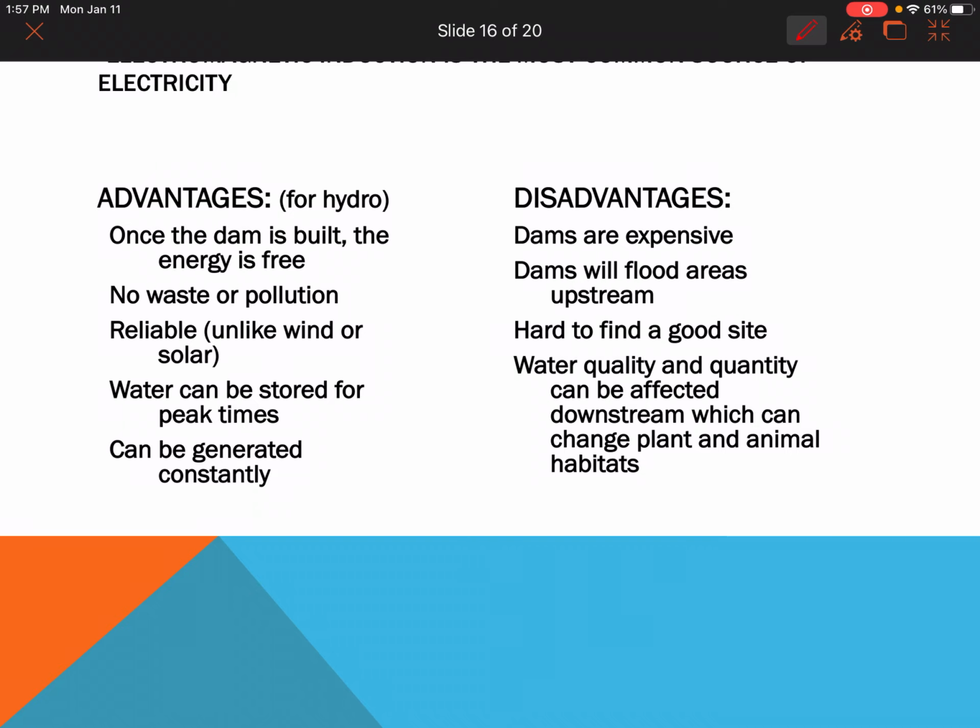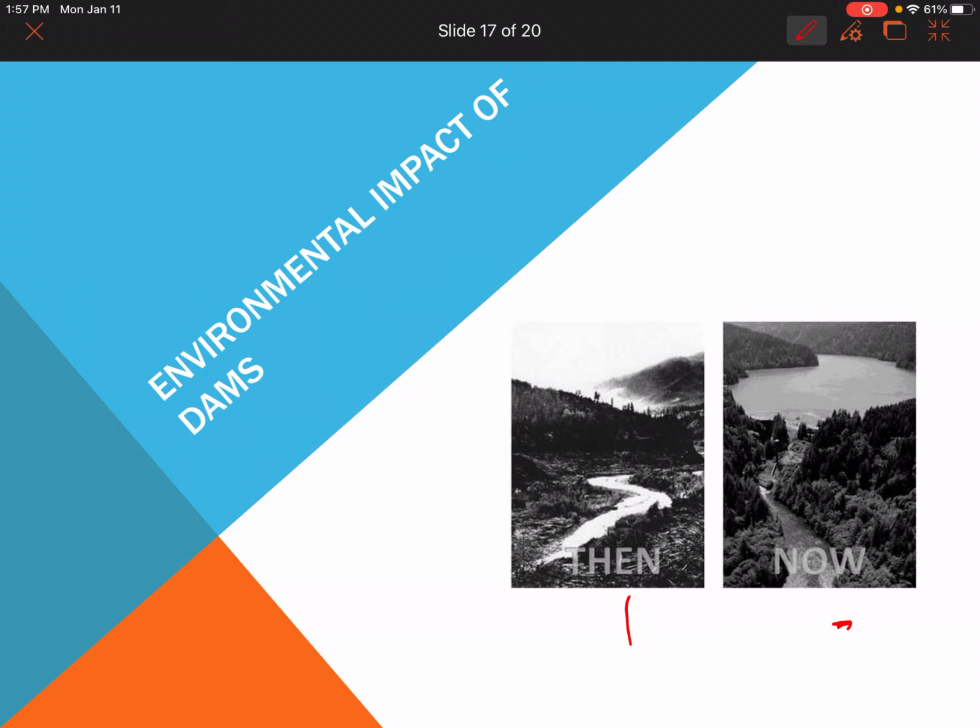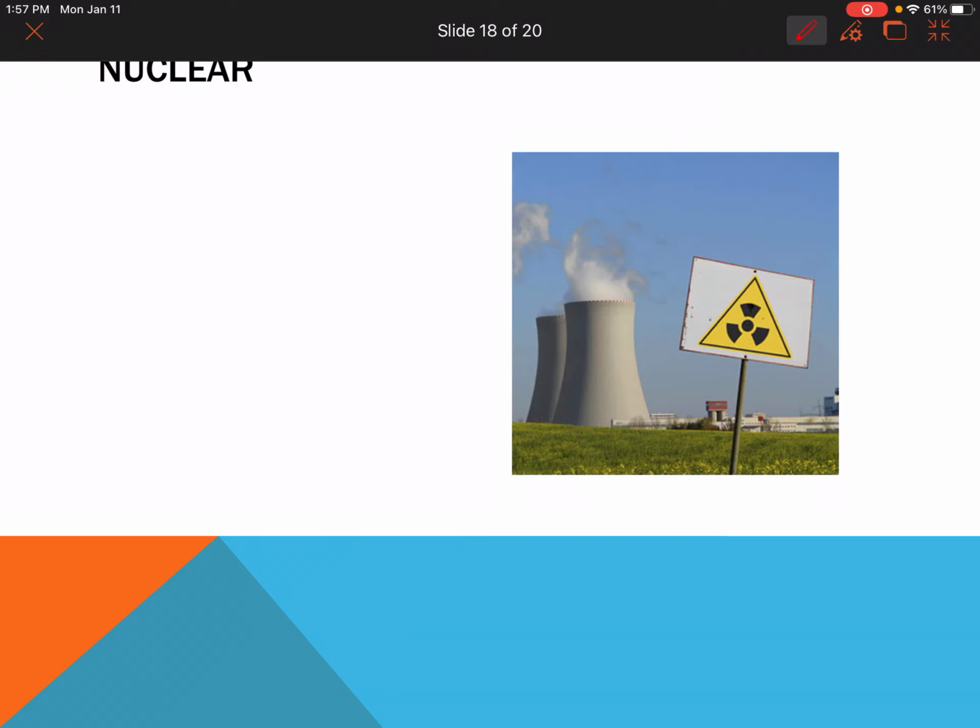Water quality and quantity can be affected downstream, which can change plant and animal habitat. So this is a huge issue in terms of Indigenous rights and lands. So it can be quite controversial. If you look into that, you'll find lots of articles on that, and Manitoba Hydro has tried to do work with various reserves where there's Indigenous people living, and that's their land, and then the city of Winnipeg wants electricity, so we're going to flood all your land so that the city of Winnipeg can be okay. So very controversial. There's lots of different sides to it, lots of different aspects to consider there.